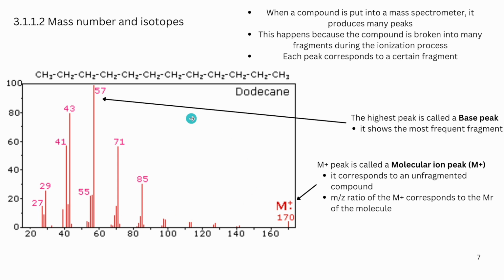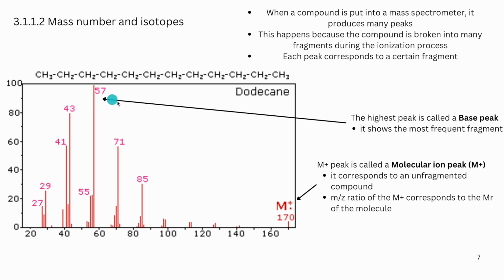And this happens because during the ionization process, high energy electrons can break carbon-carbon bonds and produce what we call fragments, which are parts of a molecule with different mass numbers. And this process is random. We don't know which carbon-carbon bond is gonna break, so that's why lots of different peaks are produced.